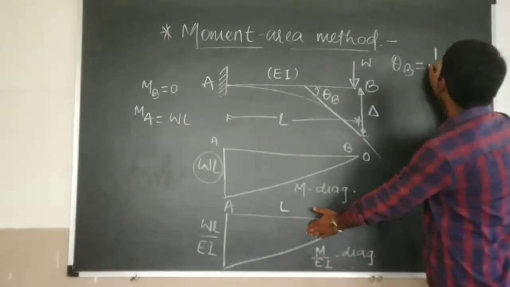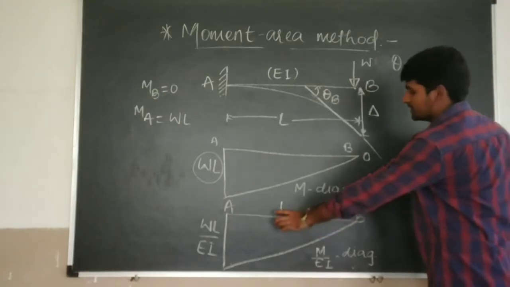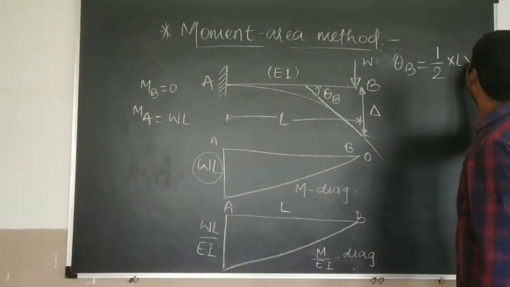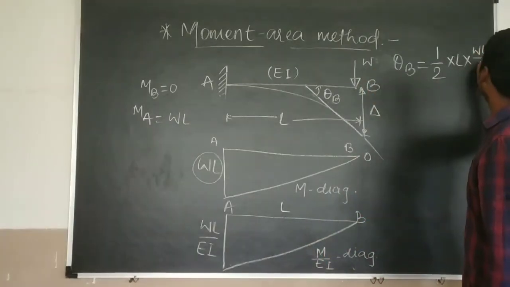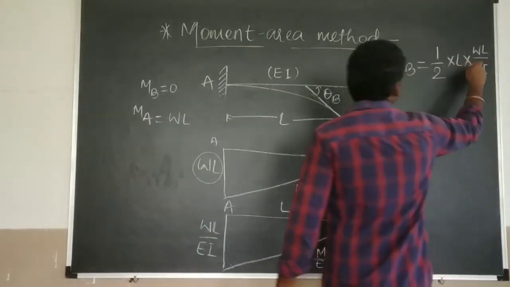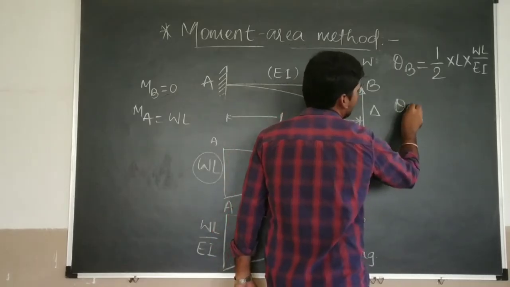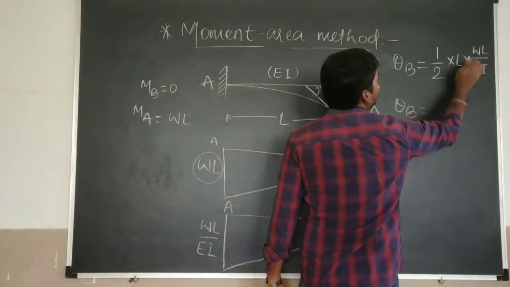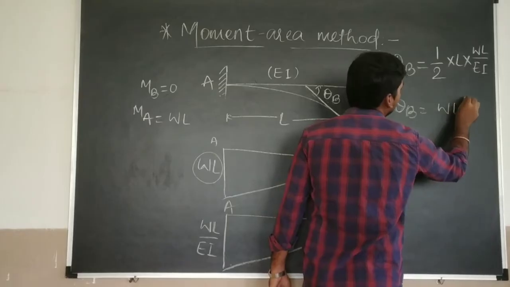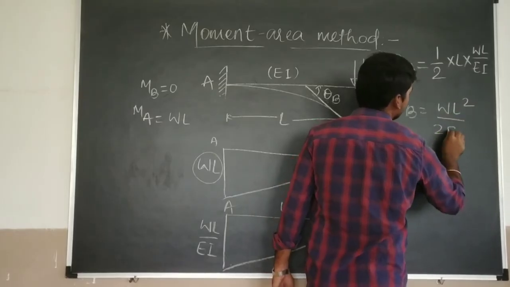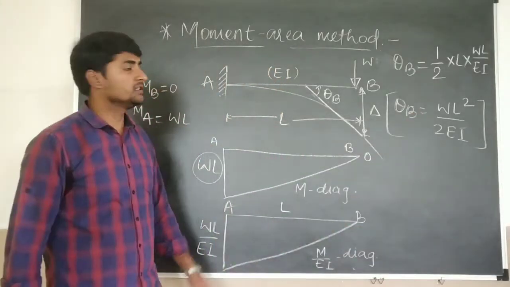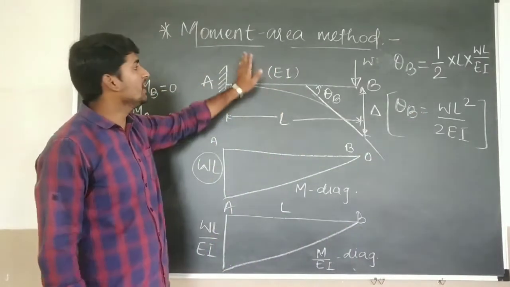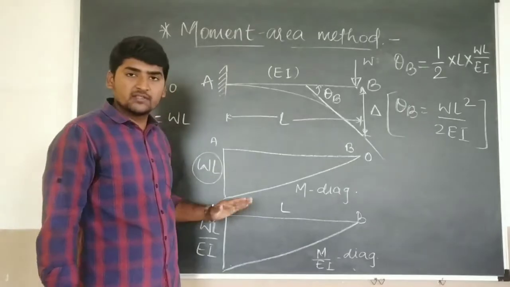So what will be the area? See, half into base. Base is nothing but L, and the height is nothing but WL upon EI. Okay, WL upon EI. So simply what will we get? See, WL into L, that gives WL square upon 2EI. So see how easy this theorem is. The moment area method is very simple.